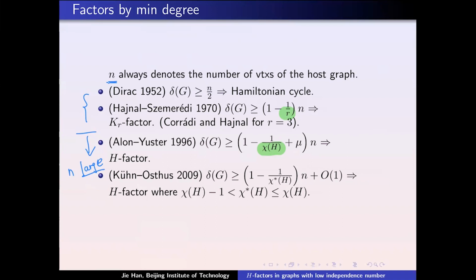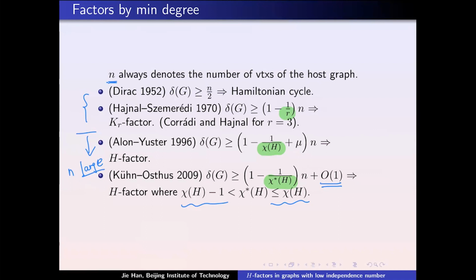For all H, the best possible condition was found 13 years later by Kühn and Osthus. They determined the best possible degree condition, and for such a condition, χ*(H) is either χ(H) or the critical chromatic number of H. But anyway, it lies between χ(H) − 1 and χ(H). There are only two possible values, and they determined the degree condition up to an additive constant.